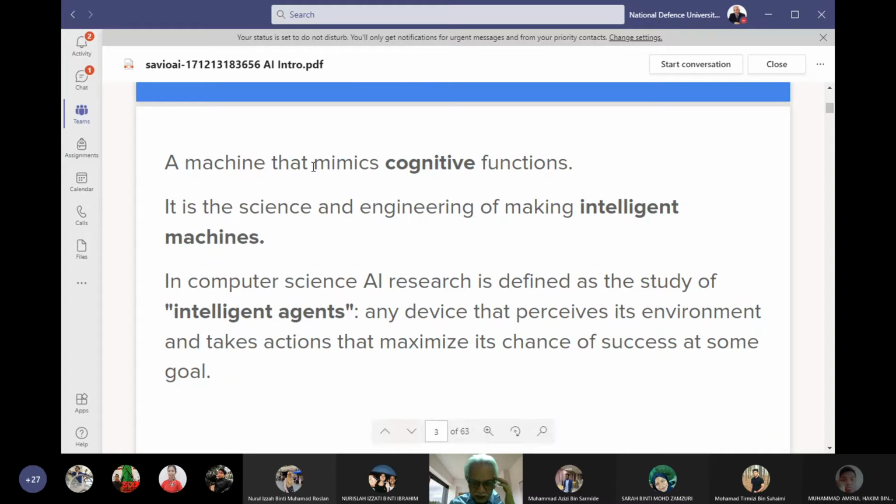Intelligence shown by computers, by any artifact or by a system that mimics cognitive function. Cognitive is the brain capability of human beings. The mental capability of human beings, cognitive function.